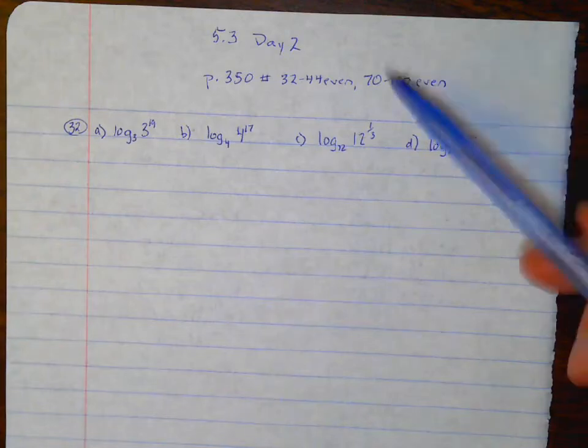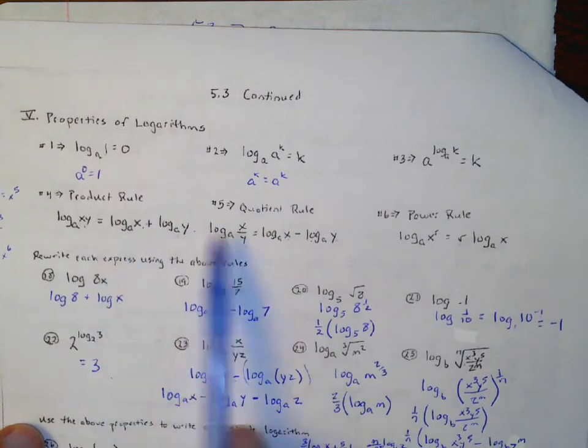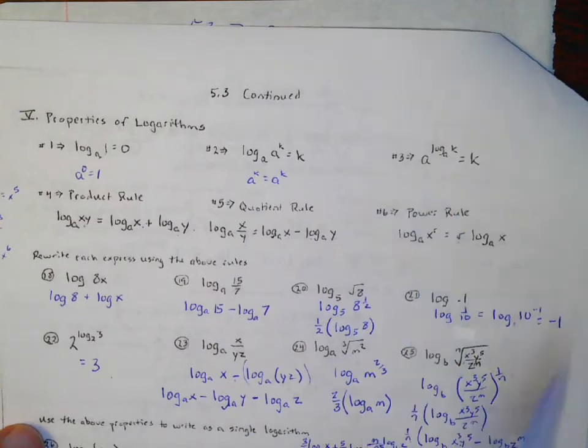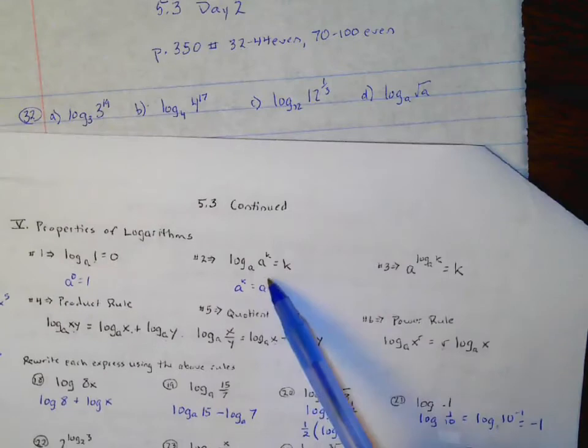Okay, 5.3 day 2, we're remembering these properties right here. So 1, 2, 3, 4, 5, and 6. Okay, those properties we're using, refer back to your notes for those properties here. Okay, so the first one here, number 32, we're using this property here.